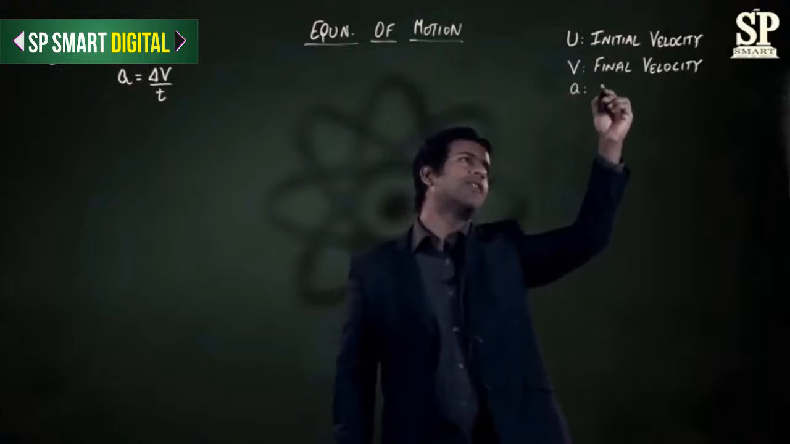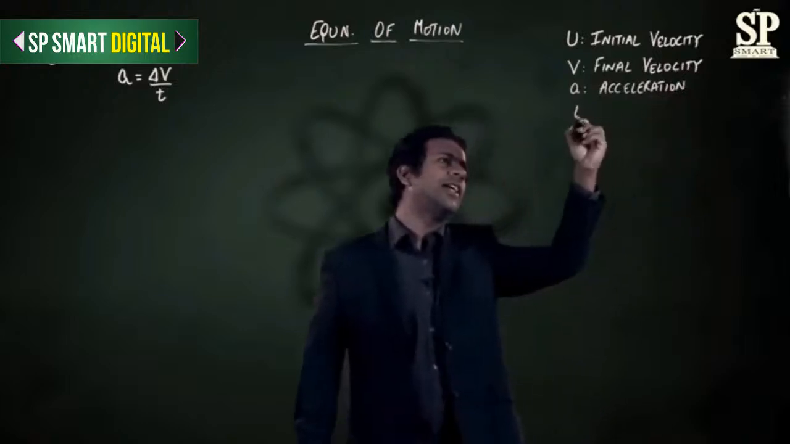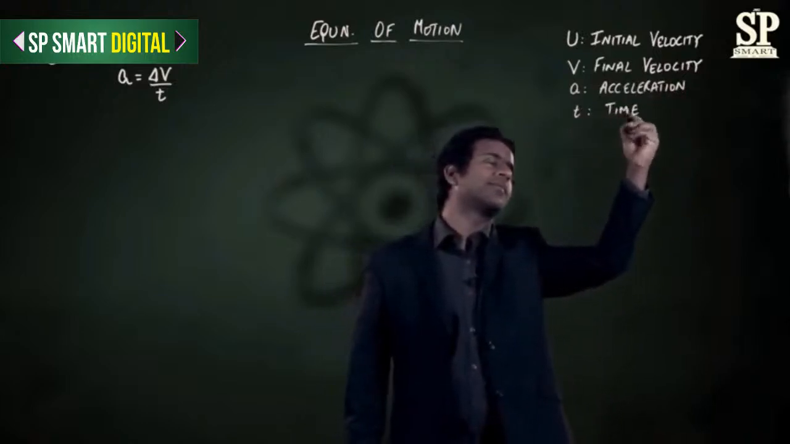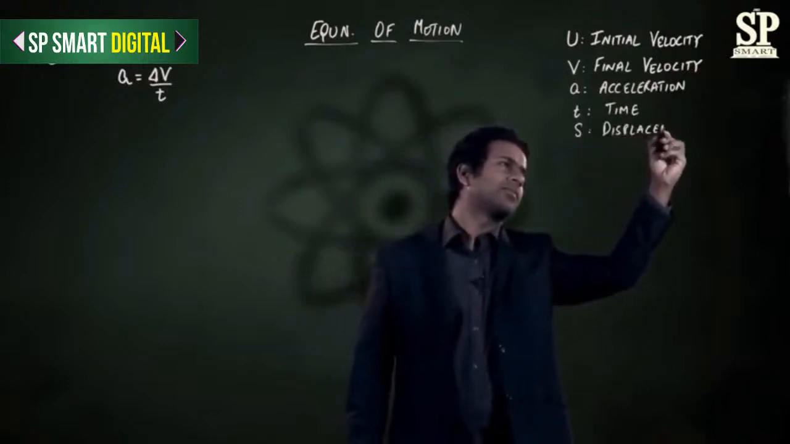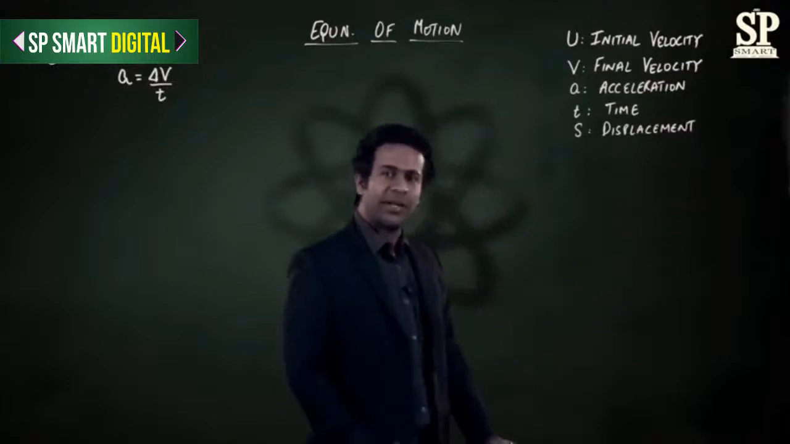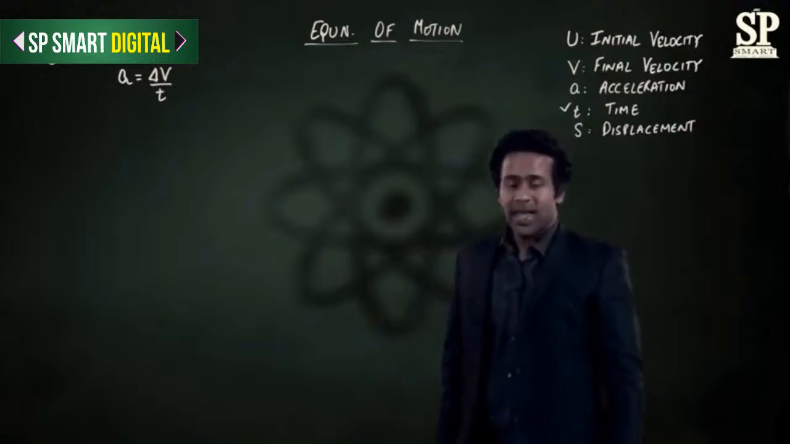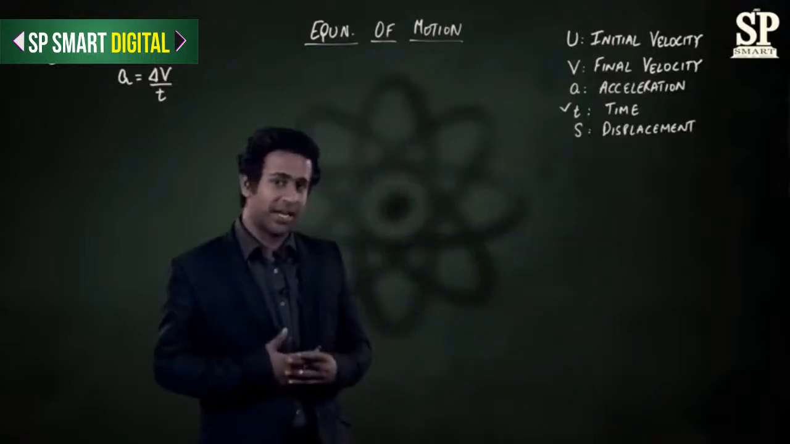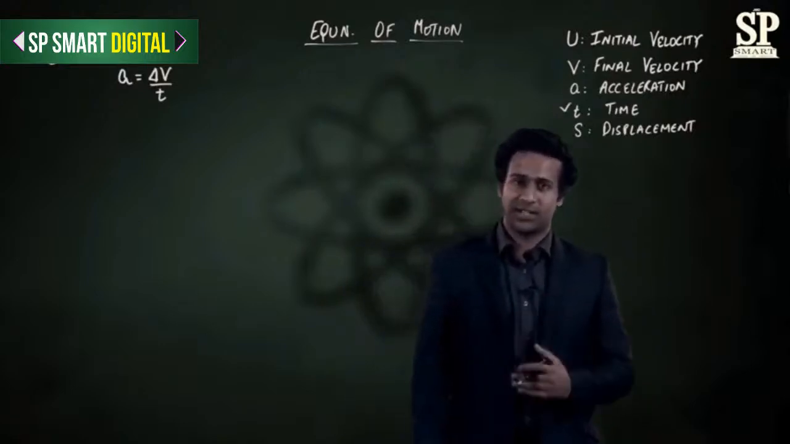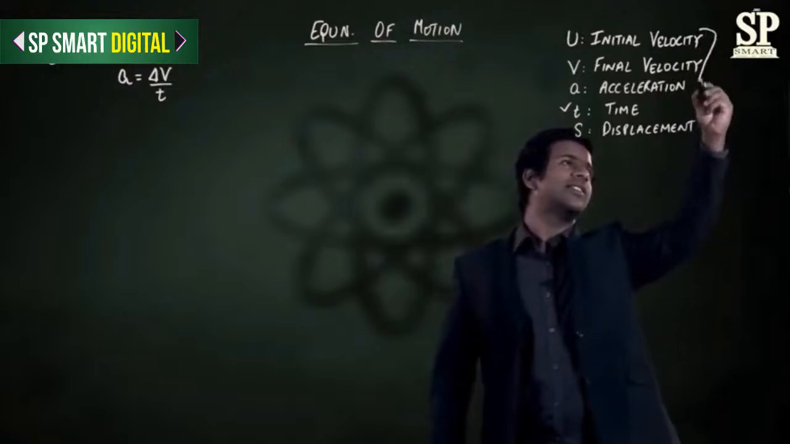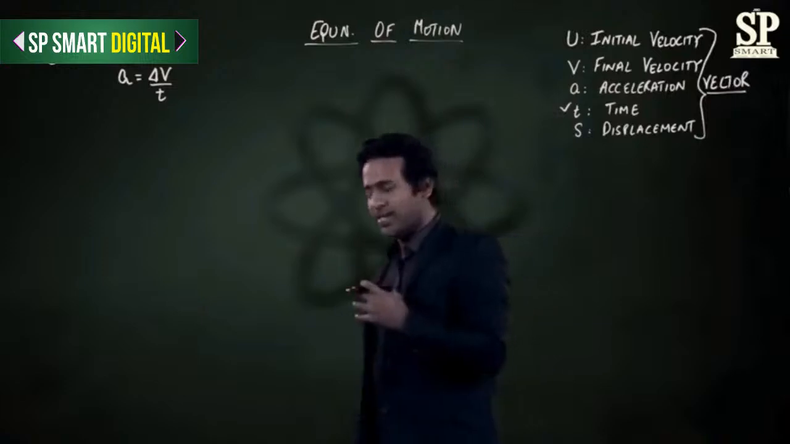A is used for acceleration, t to denote time, and s represents displacement. Now, one thing that you must remember is that all of these quantities except time are vector quantities and they must be substituted with their suitable signs. Also notice that s here represents displacement and not distance.